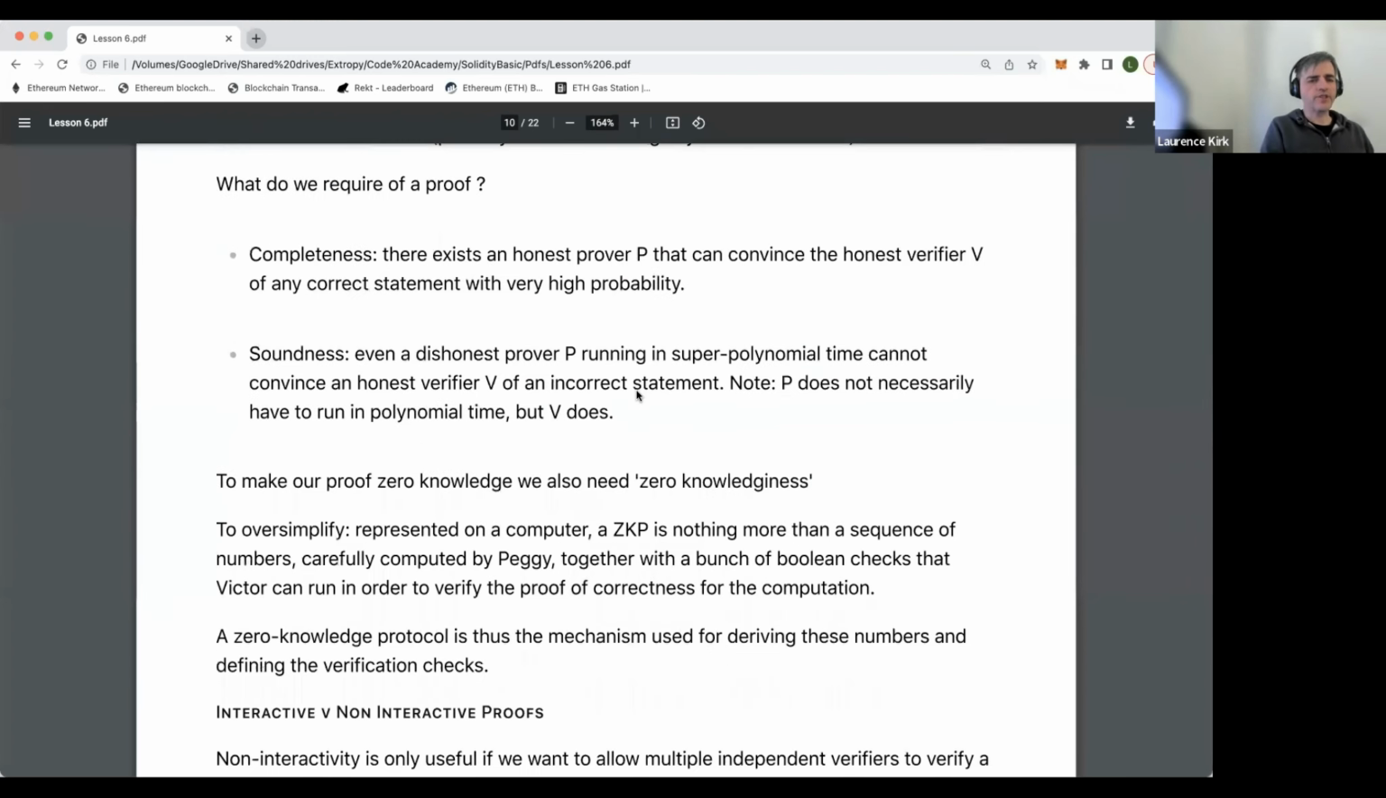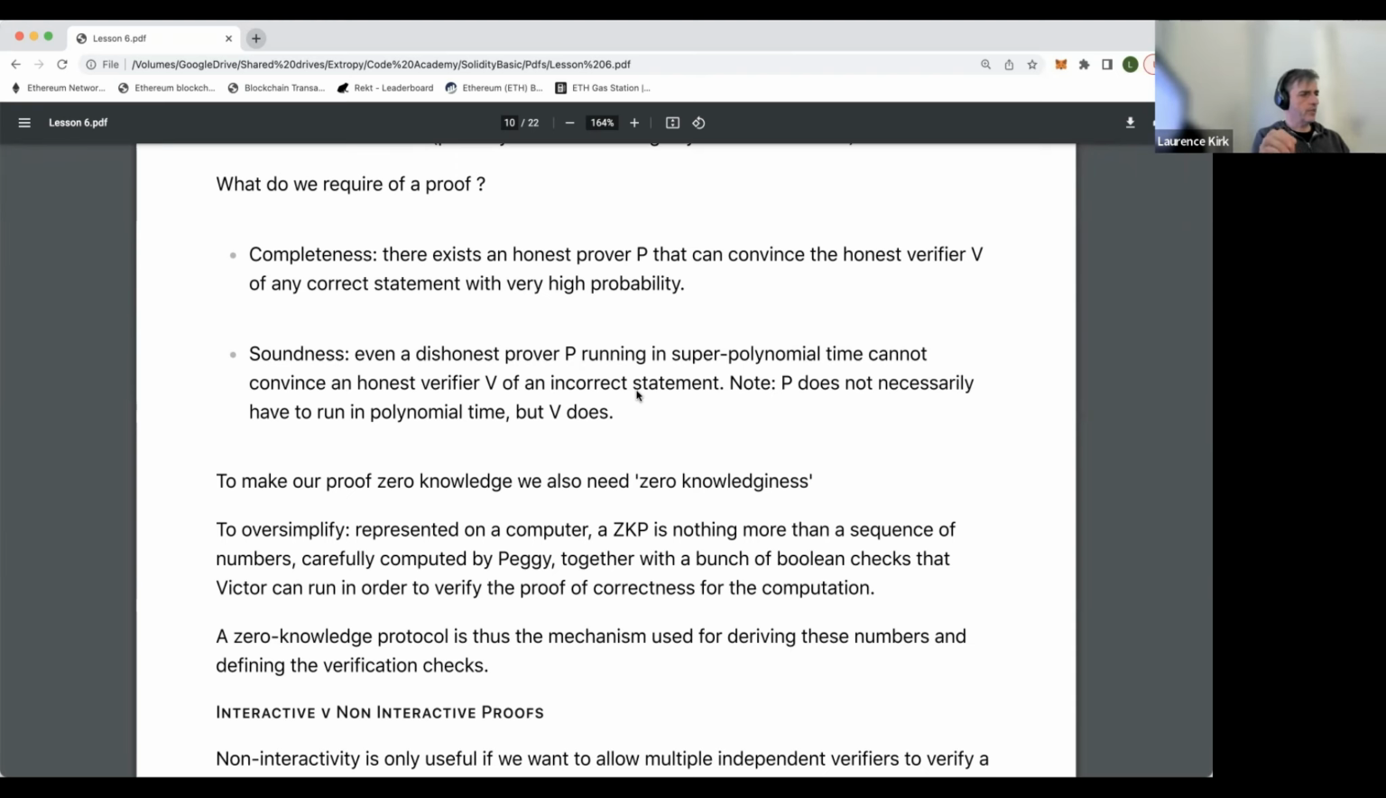And there are some requirements that we have of a proof. So from a theoretical point of view, our proof has to satisfy two conditions, really. The first one is called completeness. This is the fact that if you have a prover who is honest and they submit a proof to an honest verifier, then the outcome is that the proof will be accepted with a high degree of probability.